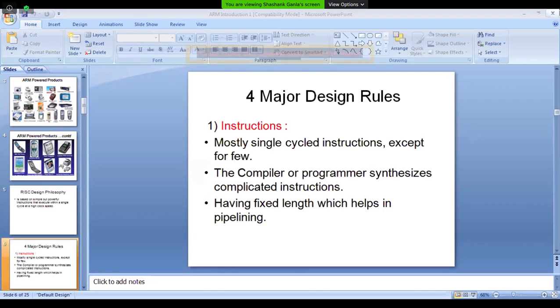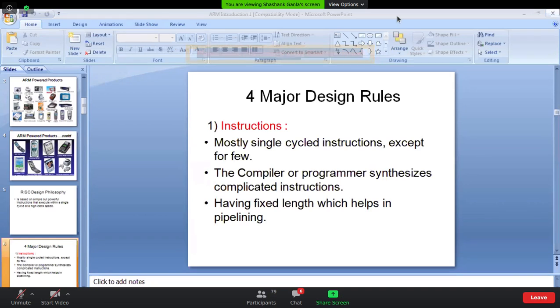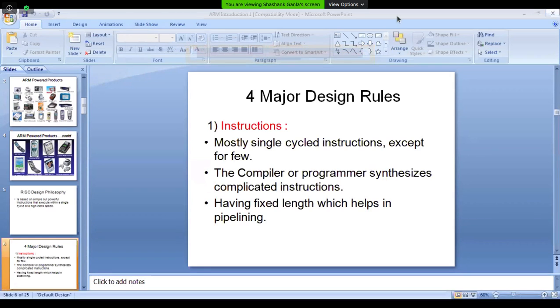And RISC architectures make use of this mechanism called pipelining. CISC architectures may or may not make use of pipelining, but RISC architectures make use of the concept or mechanism of pipelining. So what is pipelining? Pipelining in simple words means parallel operations are taking place, or parallel activities are taking place inside a CPU in the same clock cycle. That means in one clock cycle, let us say fetch is taking place. In the same clock cycle, decode activity is taking place. In the same clock cycle, execution activity is taking place.